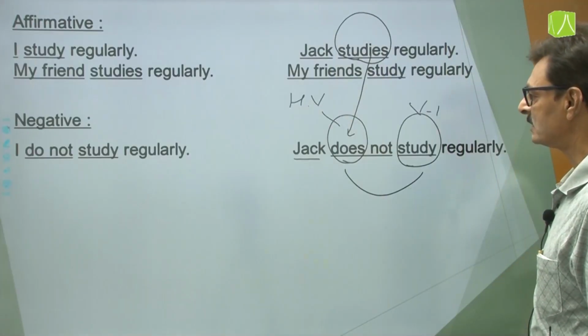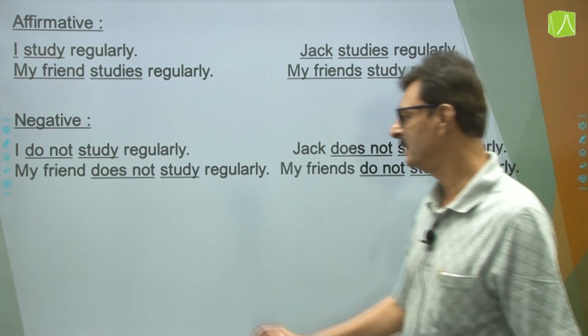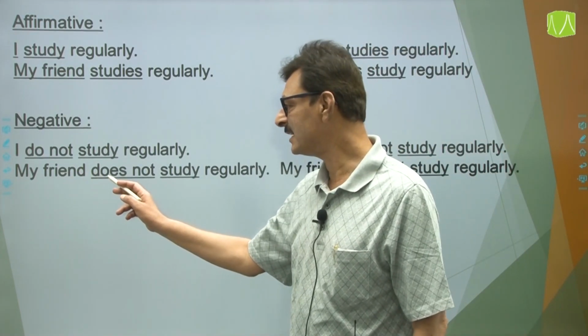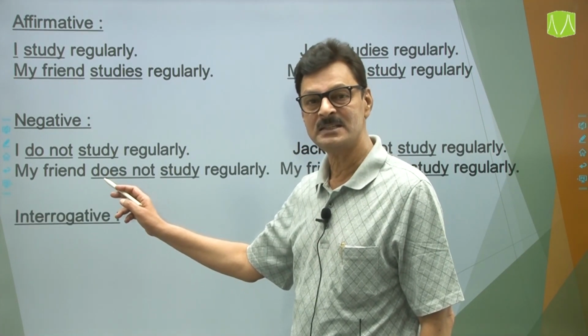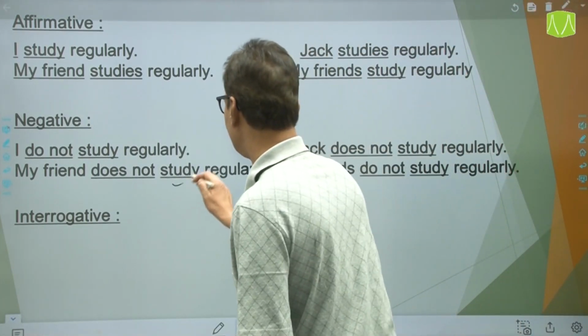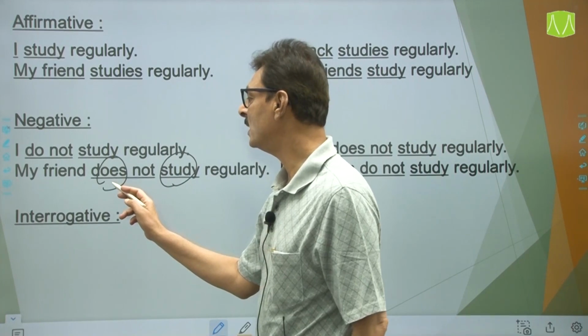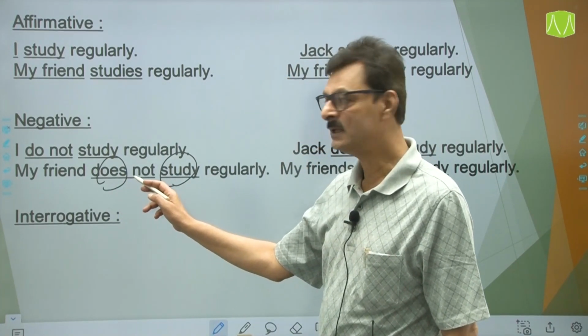चलते हैं आगे. The next example. My friend does not study regularly. Singular, S लग गया. हेल्पिंग वर्ब के अंदर S लगेगा, मेन वर्ब के अंदर नहीं लगेगा. It will not be there in the main verb. This S or ES will go over here. I hope the things are clear.